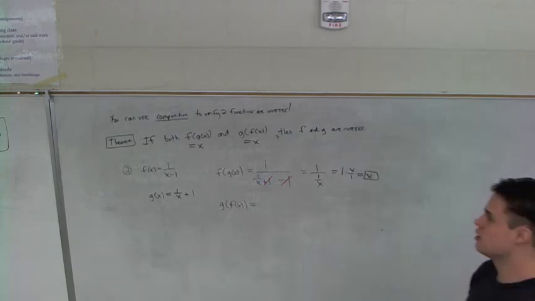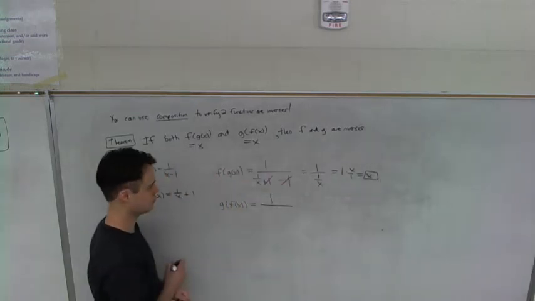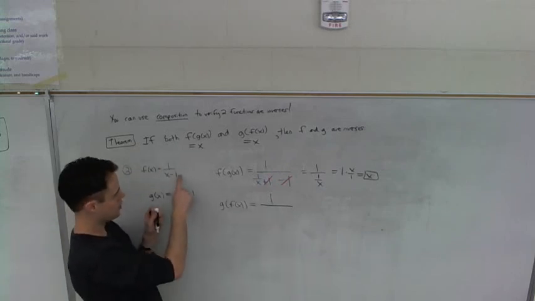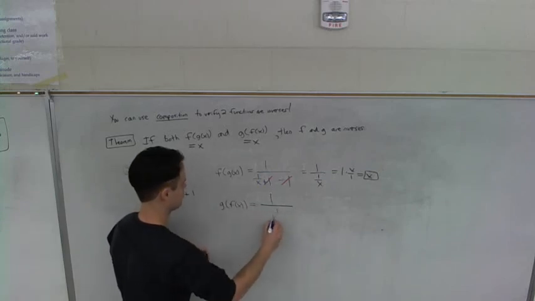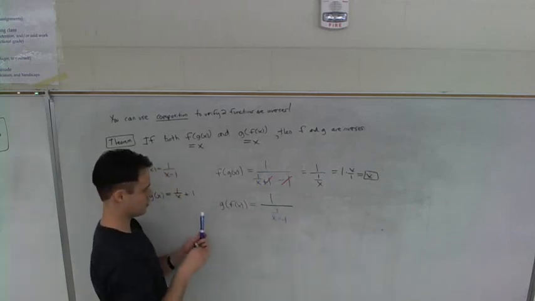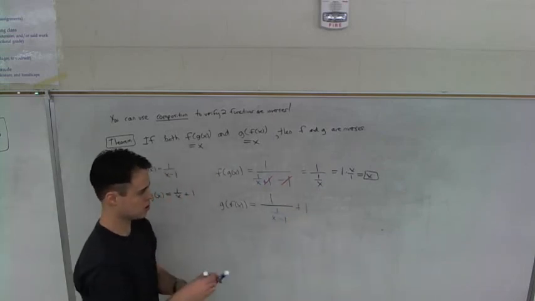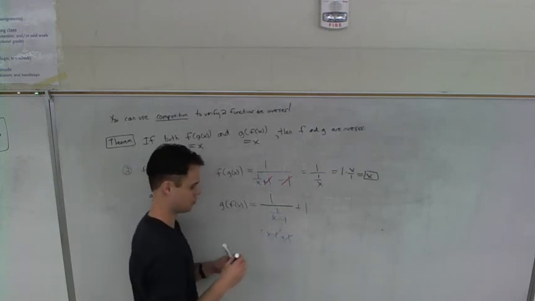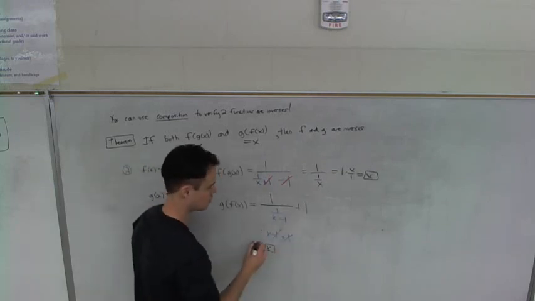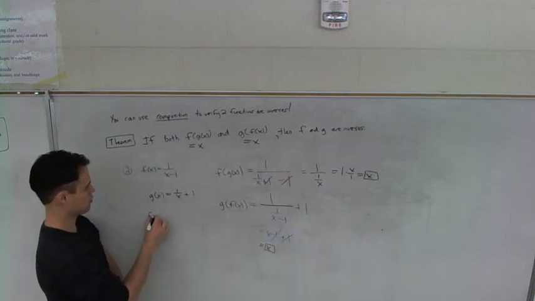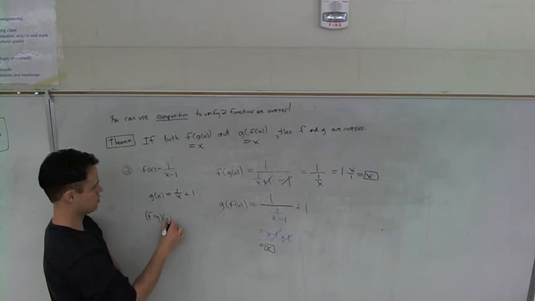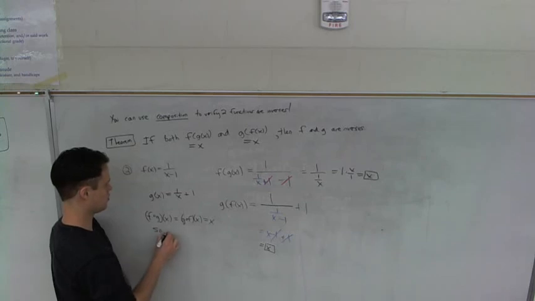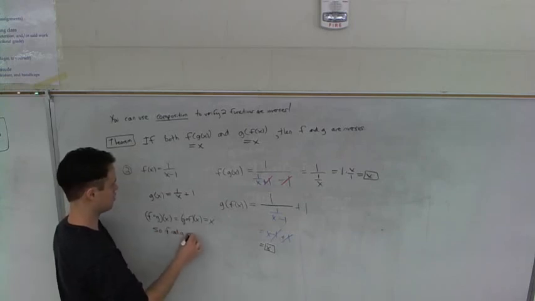Okay, so we should have gotten, we put f in there, we get 1 over f. We got a +1 going on. So then we flip that. And we say, oh, cancel. X. Okay. So we could say f compose g equals g compose f equals x. So f and g are inverses.